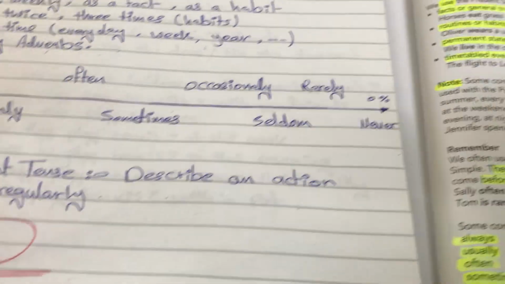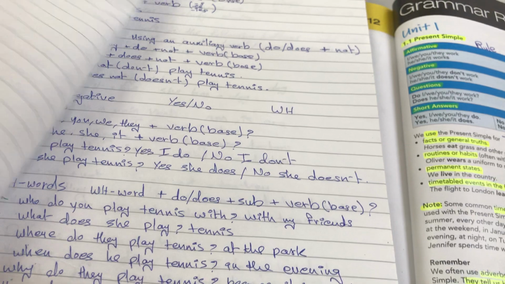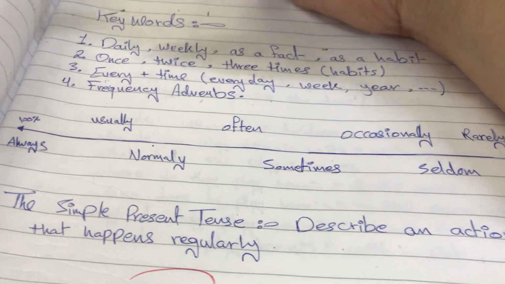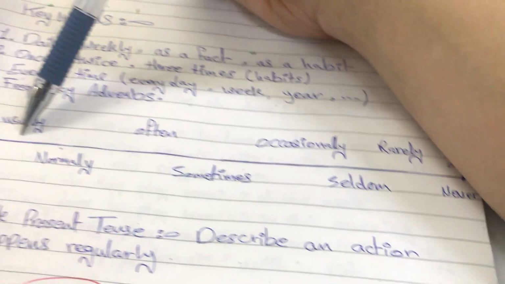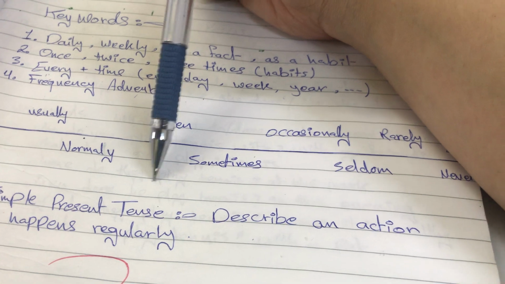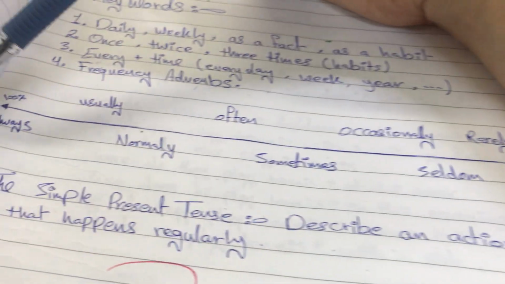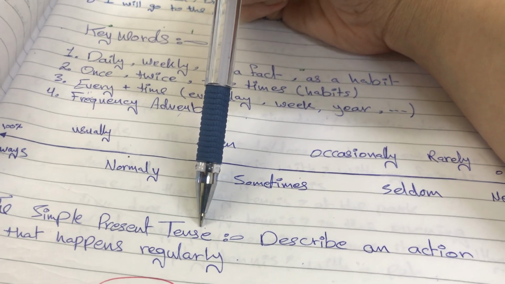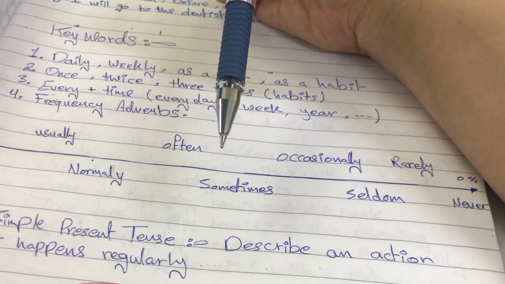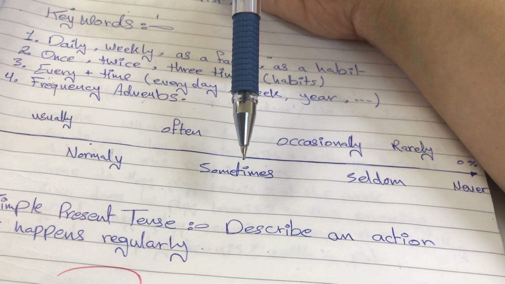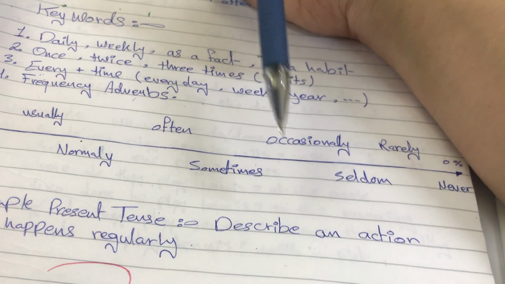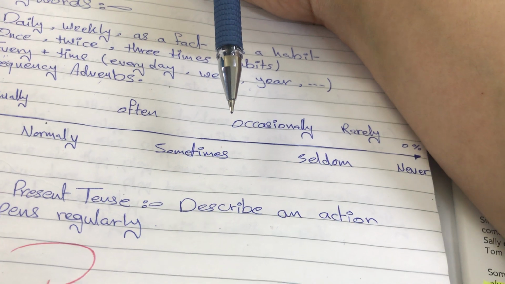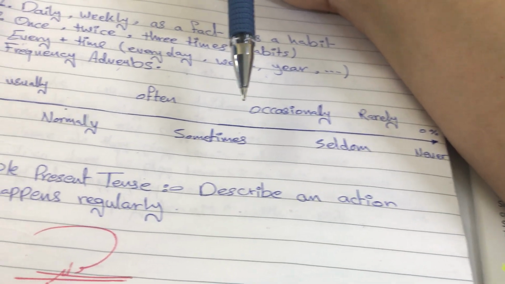The first thing that I need you to know is the definition of the present simple. The definition here of the present simple: the simple present tense describes an action that happens regularly. What do I mean by that? I mean that the action that I am doing, I do it regularly. I do it from time to time. And we will discuss regarding time when we come to the keywords.